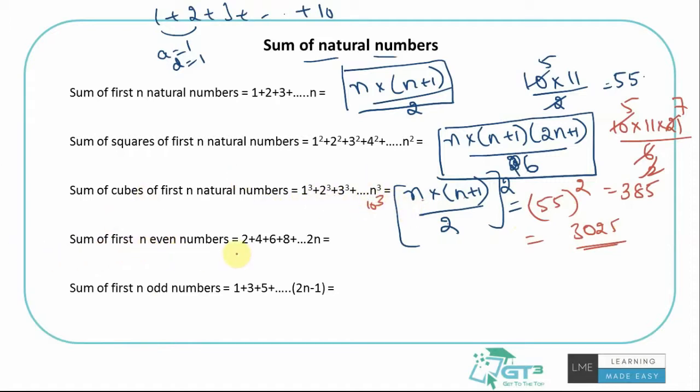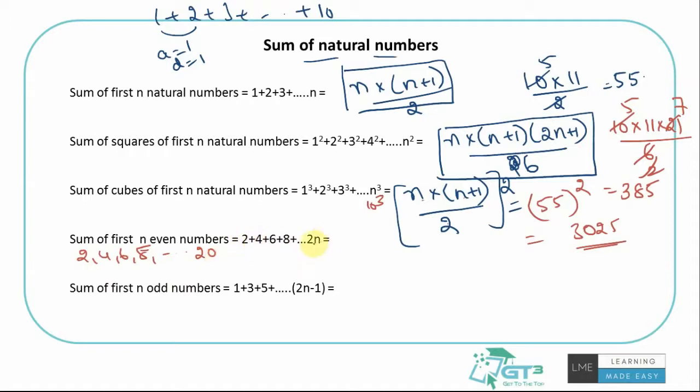Sum of the first n even numbers, that is 2 plus 4, 6, 8 and so on. The way you can do this: if you see, it's not up to n, it's up to 2n. That's because we are talking about the first n even numbers. If I am talking about the first 10 even numbers, what are those? 2, 4, 6, 8, and so on up to 20. These are my first 10 even numbers.